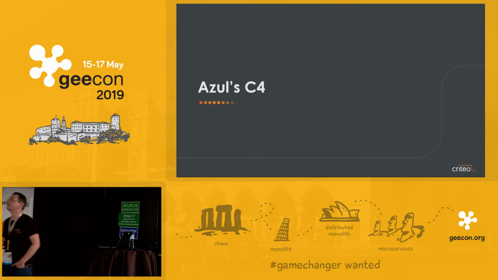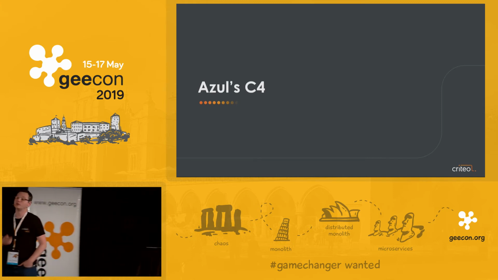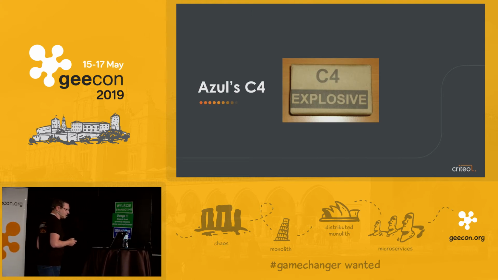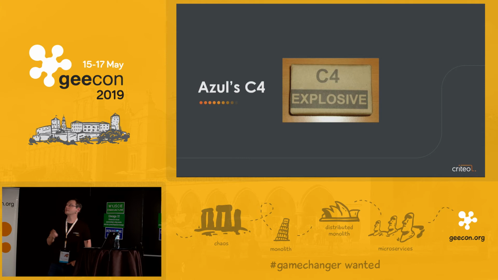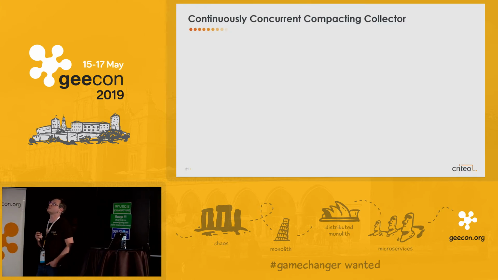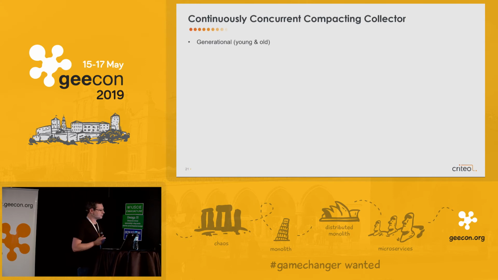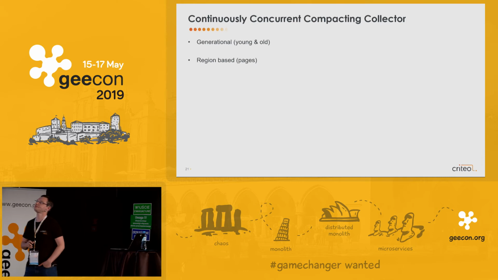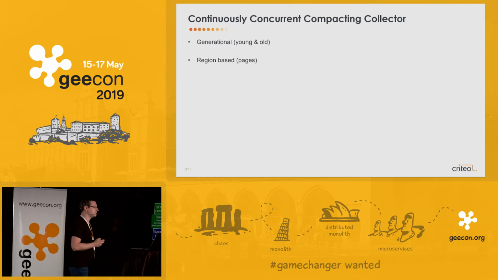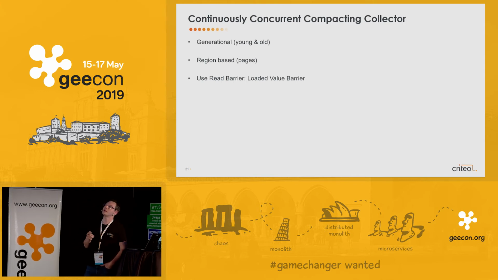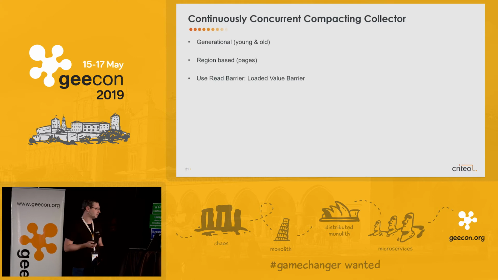So C4 now. When I think about C4, I think about explosives because my father was in the military. But C4 instead stands for Continuously Concurrent Compacting Collector. It's a generational collector, so you have the young and old generation. Again, region-based, they call them pages. We are using a read barrier, but another kind, called the loaded value barrier.